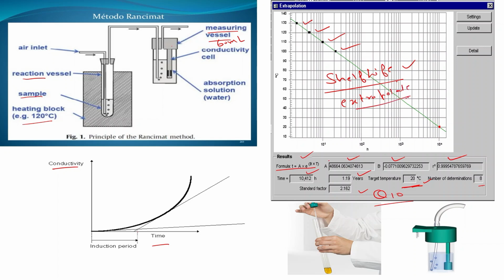Okay, so here this is logarithmic. See, this is the log of induction period, and here it is the temperature. So this graph between the temperature and the log of induction period is a logarithmic scale actually, and this is the difference from that graph between the conductivity and time.